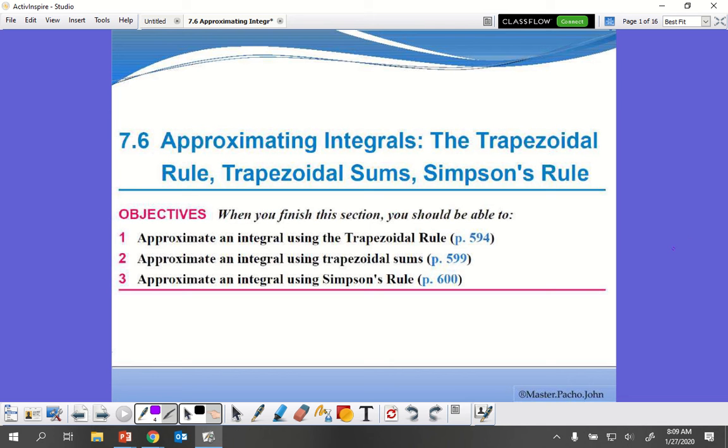So we're going to do some math today, especially for those people that are not here. Approximating integrals, the trapezoid rule, trapezoid sum, Simpson's rule. It's almost the same as Riemann sum. But what do you think the difference between Riemann sum and trapezoid rule is? Yeah, the trapezoid, the shape, right? So instead of actually doing little rectangles from a left and right hand side, we're going to do a trapezoid, which is a better approximation.